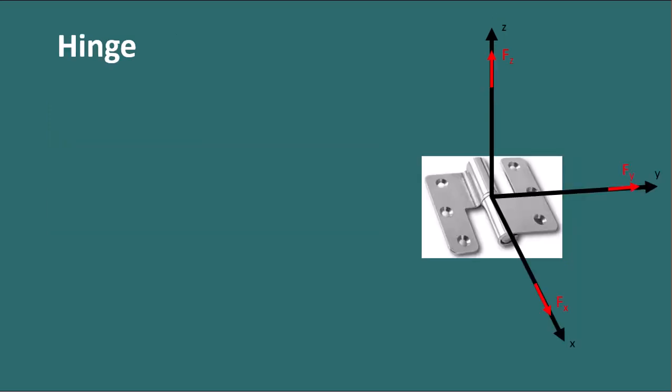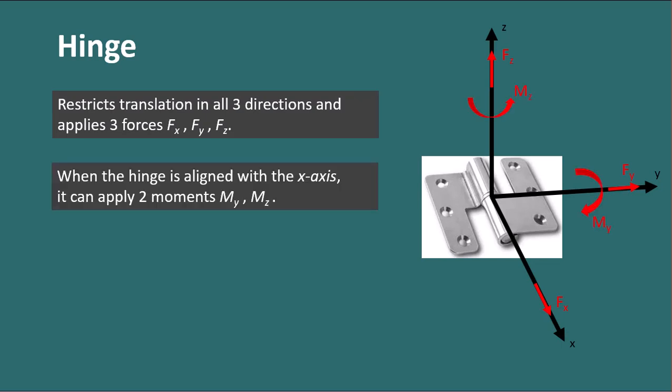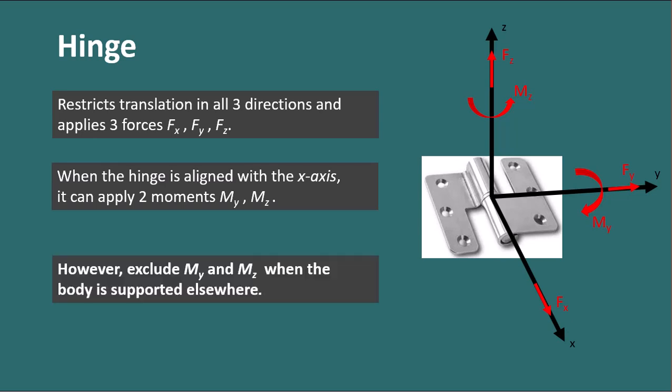A hinge can supply three forces, Fx, Fy, Fz. When the hinge is aligned with the x-axis, it can apply two moments, but we do not want it to, so we exclude My and Mz.